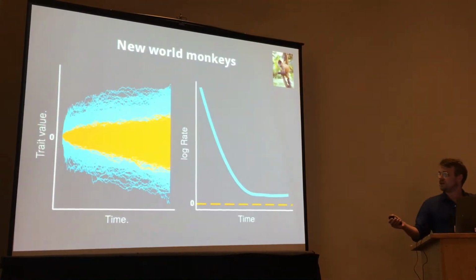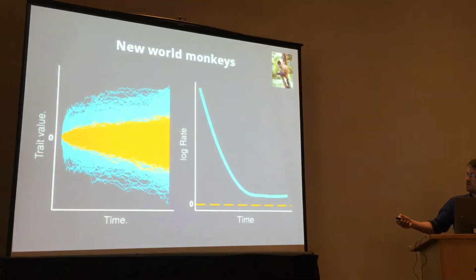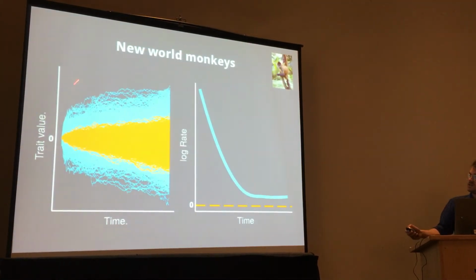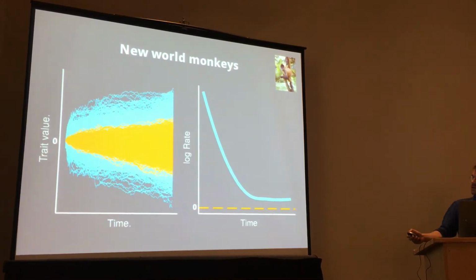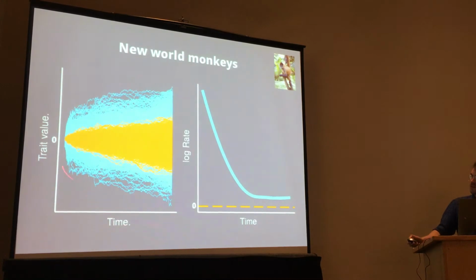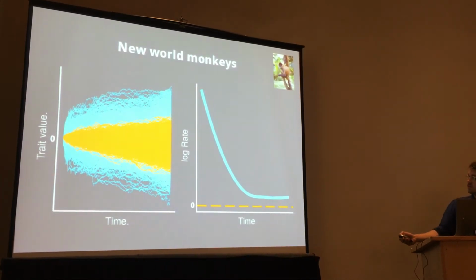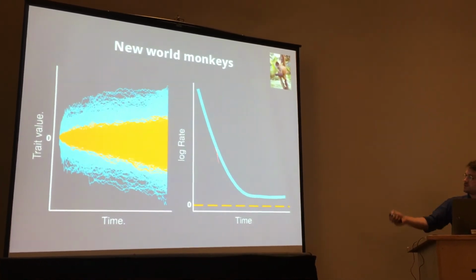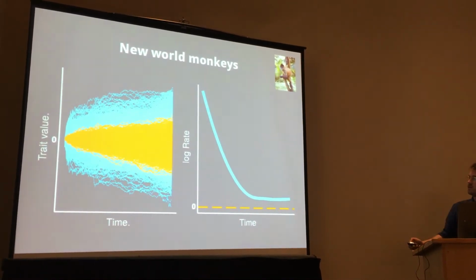So I've selected the New World monkeys here just to demonstrate because they have the most extreme patterns. This is simulated data over the portion of the tree relevant to the New World monkeys. This is the Brownian expectation, and this is what we actually see on the delta tree. There's a huge burst in the accumulation of variance of body size at the root of the clade, and that still stays high to the present. This is the log of rate against time, with your Brownian expectation down here.